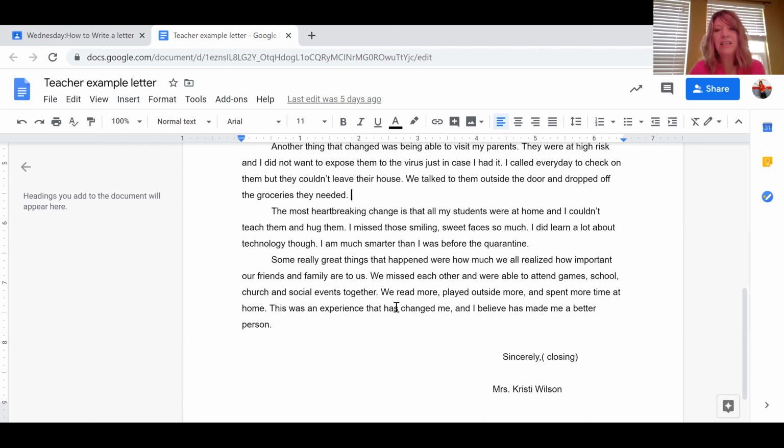So I think what I needed to put here is we missed each other and wish we were able, right? So I needed to put in wish. So I noticed another error that I need to fix. That's why you always read your writing out loud to somebody so you can see what you messed up on and you can fix it. So we missed each other and wished we were able to attend games, school, churches, and social events together. We read more, played outside more, and spent more time at home. This was an experience that has changed me, and I believe it has made me a better person.